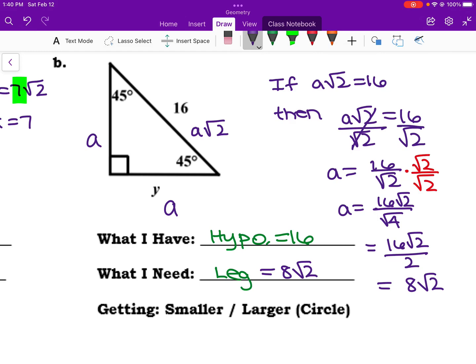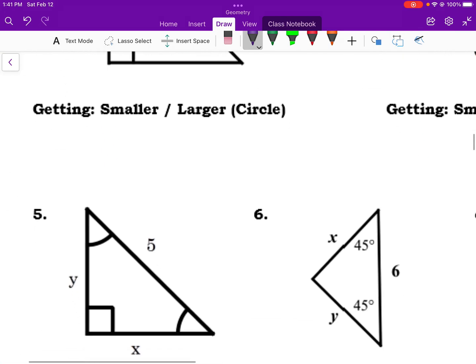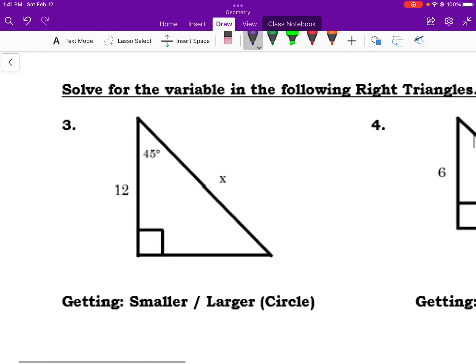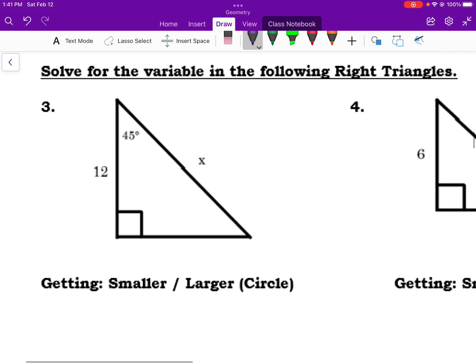But just naming those the legs and hypotenuse right out of the gate kind of gives you some guidance. Okay, so next we want to solve for the variable in the following right triangles. So we kind of took the training wheels off here. It's not quite as structured.